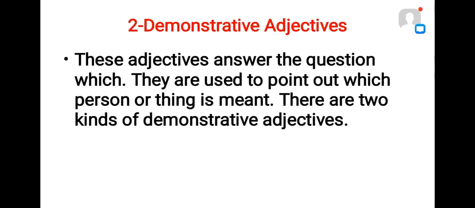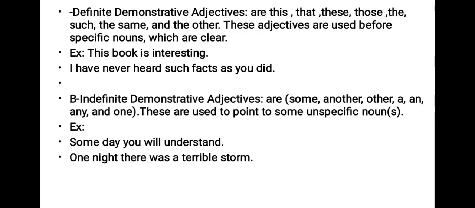Demonstrative adjectives. These adjectives answer the question which. They are used to point out which person or thing is meant. There are 2 kinds of demonstrative adjectives: definite demonstrative adjectives and indefinite demonstrative adjectives. Definite demonstrative adjectives are this, that, these, those, such, the same, and the other. These adjectives are used before specific nouns which are clear. This book is interesting. I have never heard such facts as you did.